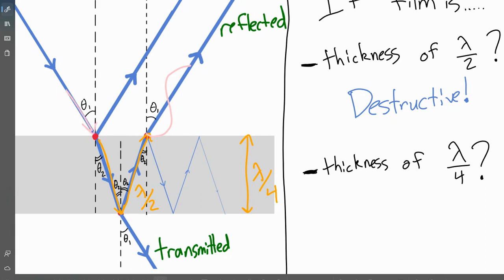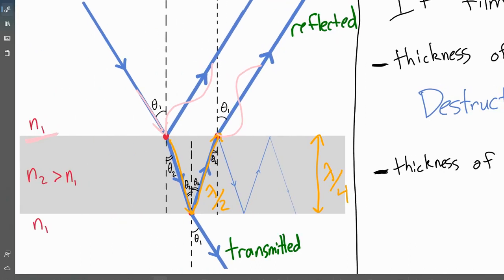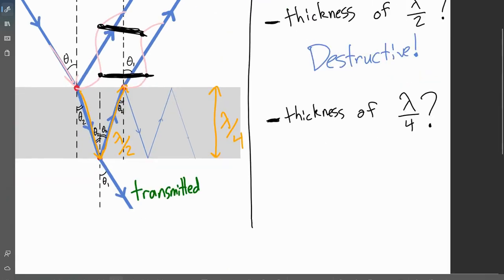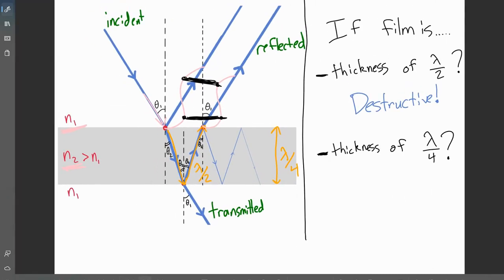All right, then how about our incident one? This is what we normally expect, but remember we go from low to high index of refraction. So when we go from low to high, it doesn't go as we expect. It does that 180-degree shift, that lambda over 2 shift. So what we see then, trough and trough will match up with each other, peak and peak will match up with each other. So we will get constructive interference. When we have a thickness of lambda over 4, we get constructive interference on this thin film.